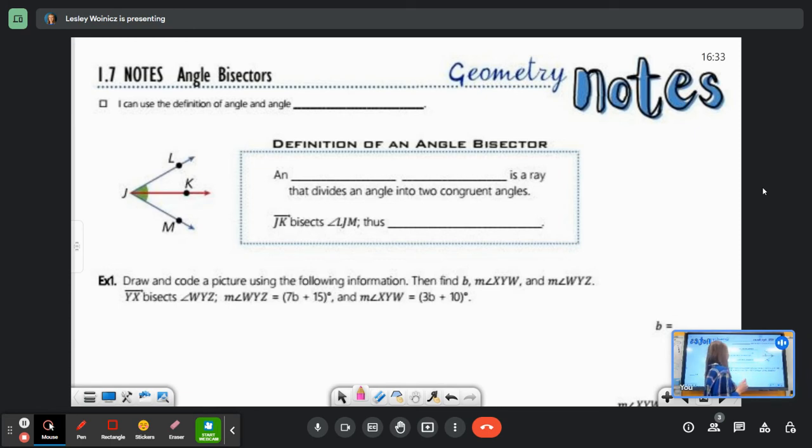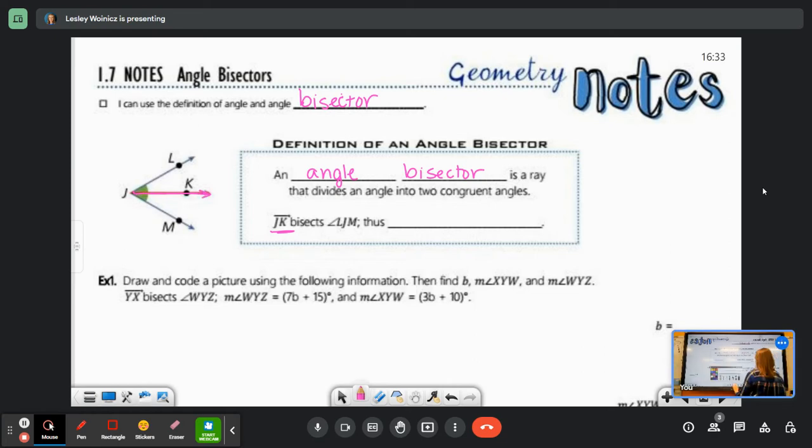All right, so the first thing we're going to do is use the definition of angle bisector. So it would be helpful to know what that was. An angle bisector is a ray that divides an angle into two congruent angles. Two congruent angles.